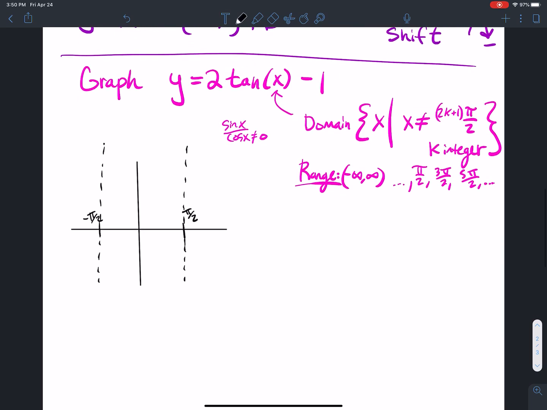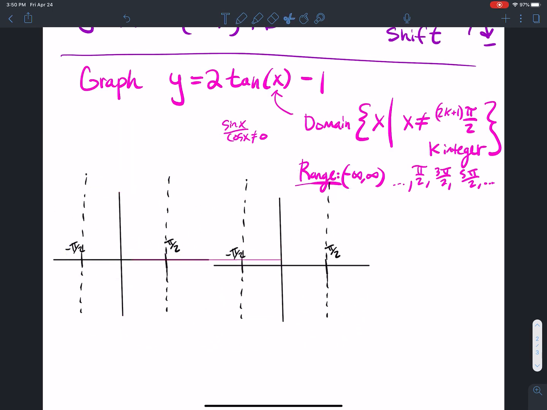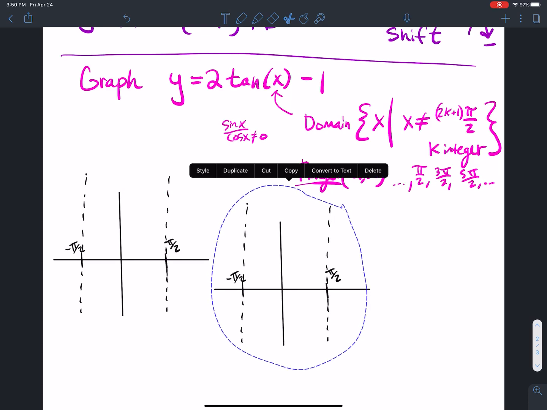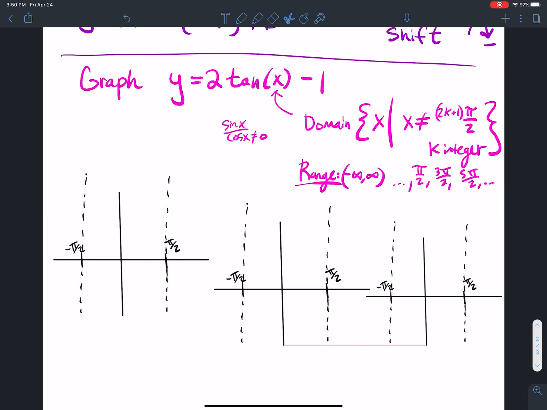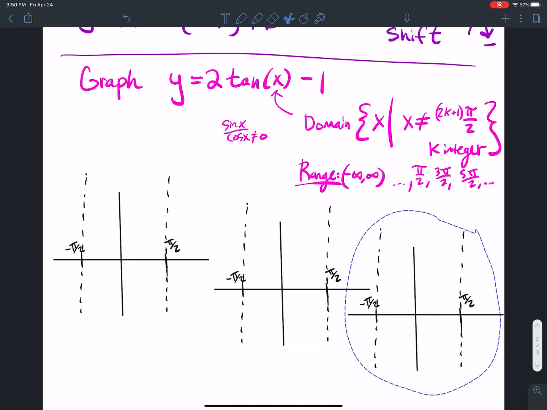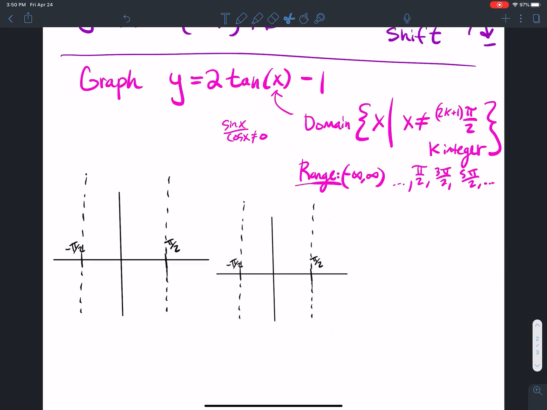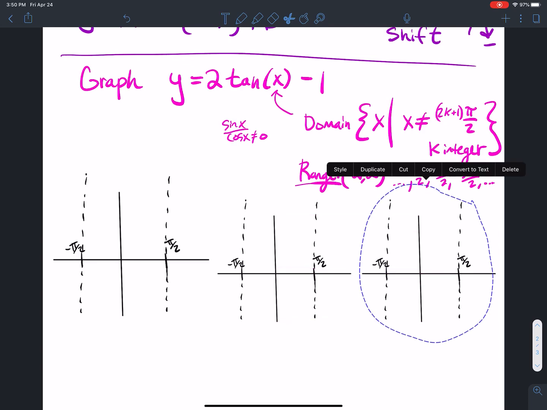All right. So let's graph this thing. Let's make a couple of copies here. Uh-oh. Can I make this any smaller? Yeah, that doesn't look too bad.